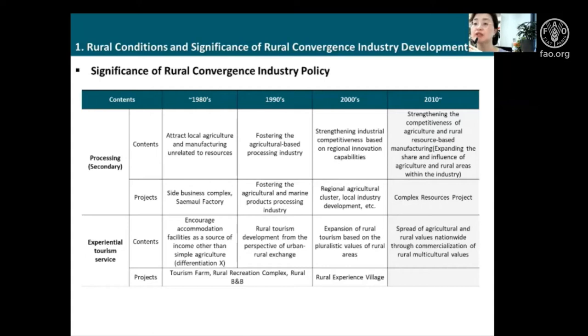In the 2000s, the core of the policy was to increase self-sufficiency by strengthening local capacity with the goal of regional innovation. After 2010, the focus is on pluralistic functions of agriculture and rural areas. Raising income, creating jobs, and creating a virtuous circle structure through population inflow was the biggest goal of regional revitalization.